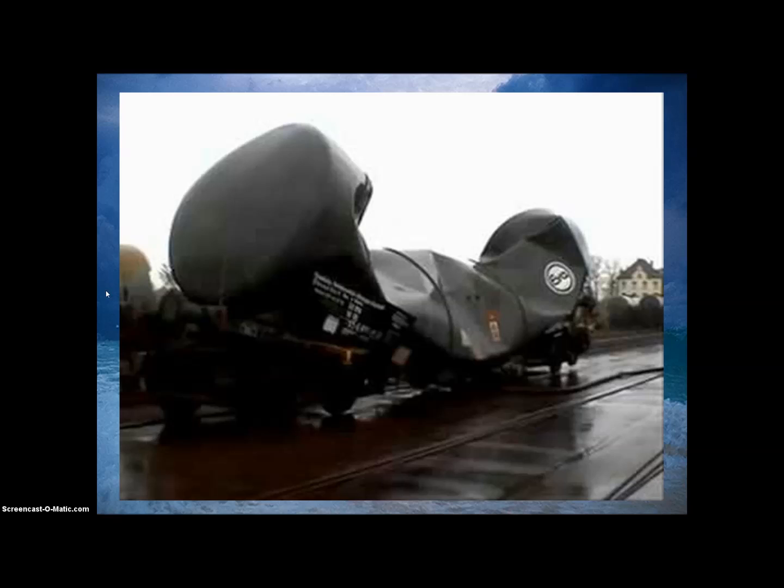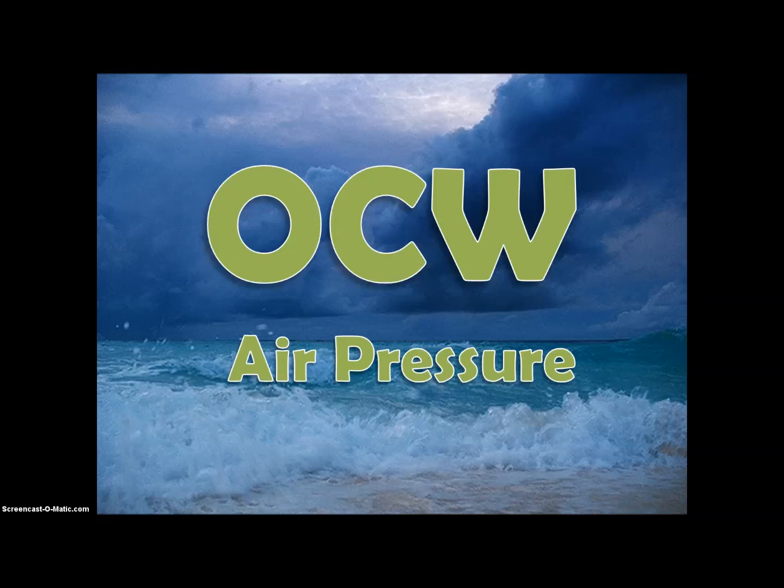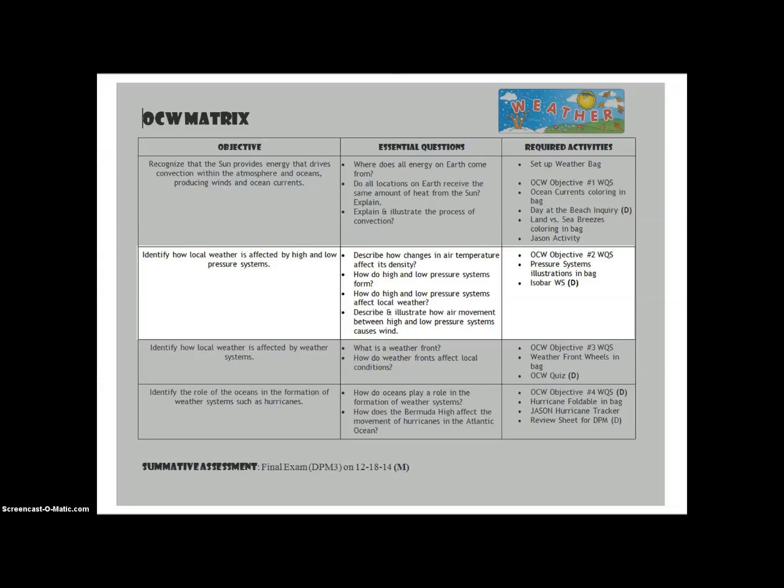Well, that's exactly what we're going to talk about today in the second objective of our Ocean Climate Weather Unit. And so we want to get out the matrix that you have and take a look at it. We're going to be focusing on this second part right here in the center of your matrix. And our objective today is to identify how local weather is affected by high and low pressure systems. And you're going to be answering a few essential questions and taking a few notes, understanding what air pressure is, how it affects us, and how it affects our local weather.